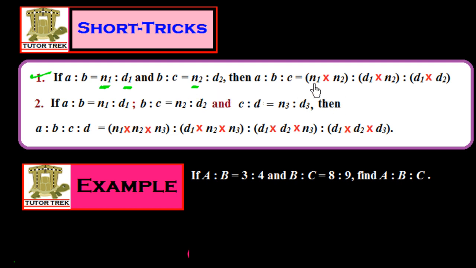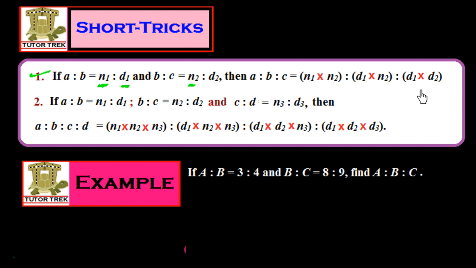The product of both the numerators we write in the first term. Then we replace the numerator of the first term with the denominator of the first term, and put the numerator of the second term, and write the product of these two. Finally we replace n2 with d2.